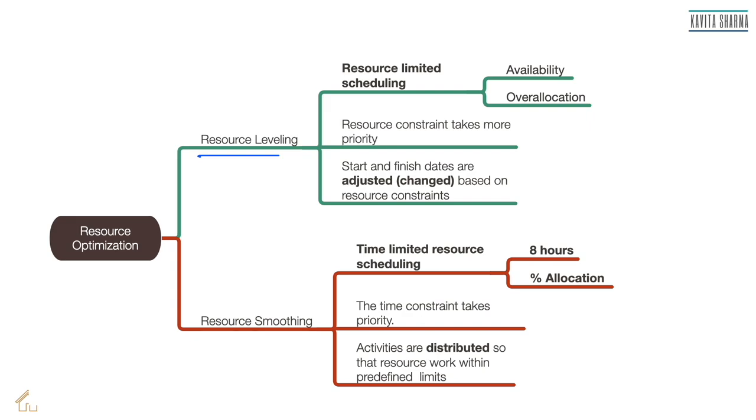Now that war room, or that conference room, is always blocked. So I just cannot say, okay, every Wednesday I'm going to have customer calls, because I don't know whether that conference room is available or not. So what do I do? I first check the availability of that war room, and I block that conference room first, and then I schedule the activity, the weekly customer call, to be done only on Fridays, because that's when my resource is available. So that is resource leveling.